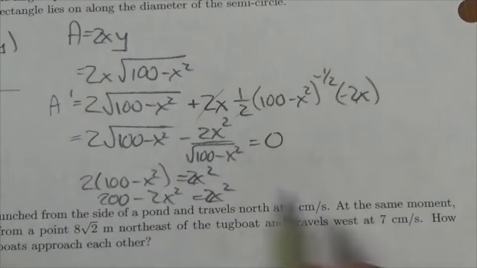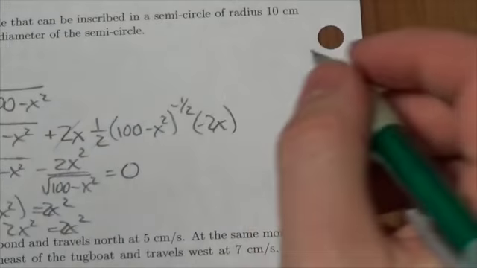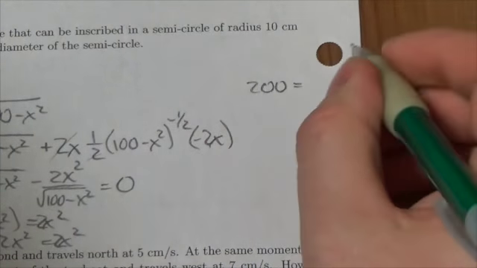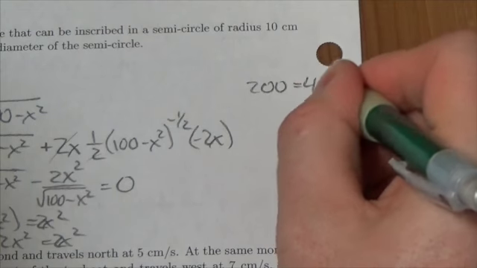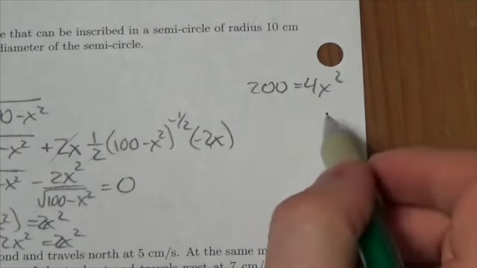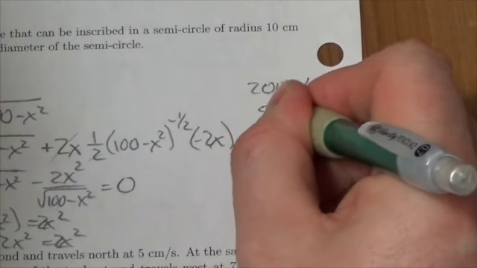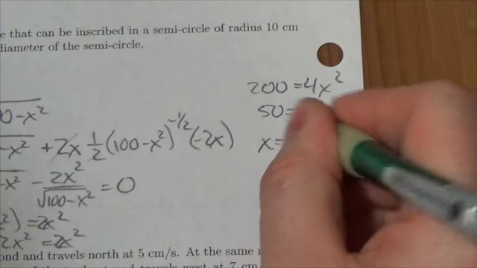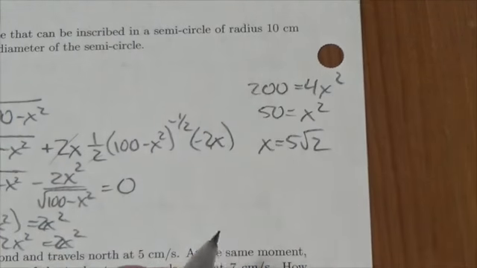I'm going to bring that negative 2x squared over, so this will become, now I know it's getting a little tight to the side of the page, but that's okay. So 200 is going to equal 4x squared. Divide the 200 by 4, and we'll get 50 equals x squared. And so x is equal to, what is that, 5 root 2.